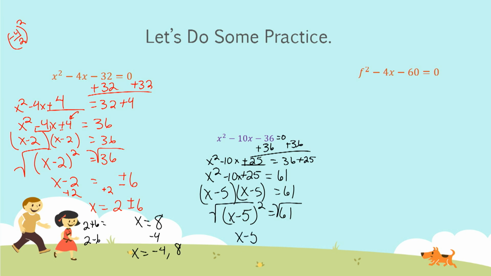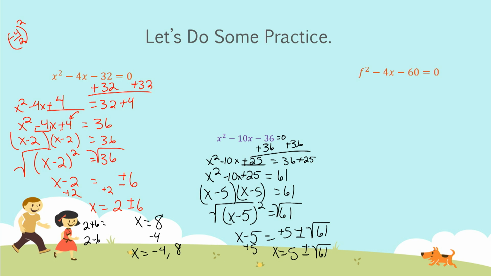So x minus 5 equals plus or minus the square root of 61. 61 again is a prime number, so I'm just going to leave it as plus or minus the square root of 61. And then I'm going to add 5 to both sides. So my x equals 5 plus or minus the square root of 61. Good job.